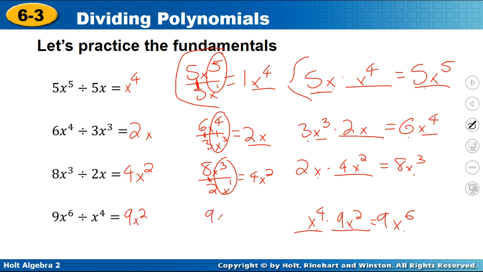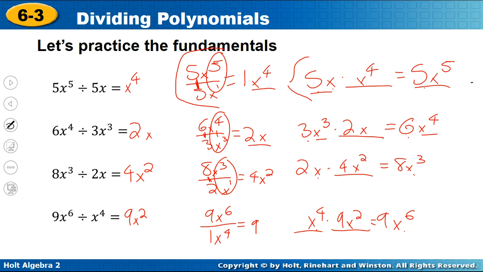Again, the more traditional approach. 9 divided by 1 is 9. And 6 x's take away 4 would be 2. Okay? Either way works. In a real, fluid sense, you wouldn't be writing any of this down.